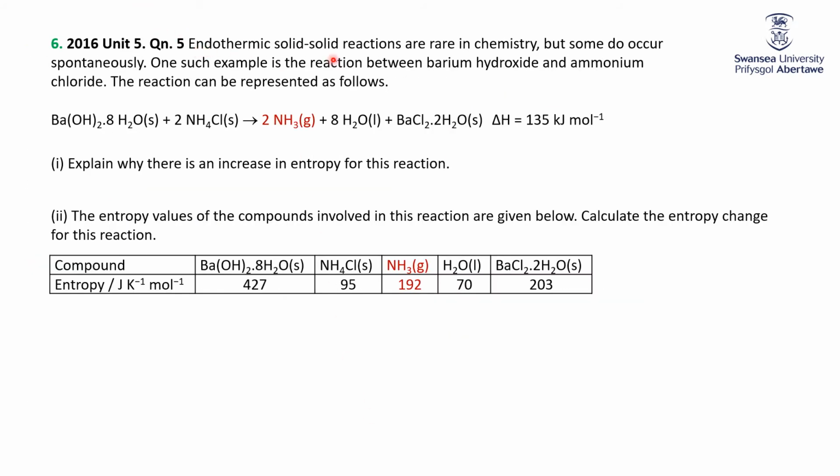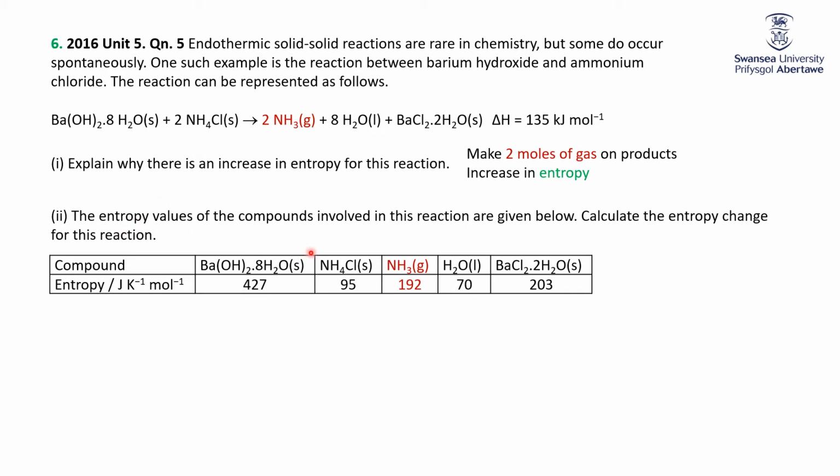Okay, endothermic solid-solid reactions. During chemistry, some do occur spontaneously. One such example is the reaction between barium hydroxide and ammonium chloride. There we are. The reaction could be represented as follows. Why is there an increase in entropy for the reaction? Well, any time that you have no gases in the reactants, in this case lots of solids, and then we are making 2 moles of a gas, you know there's going to be an increase in entropy. That should be pretty much a standard answer in your lexicon.